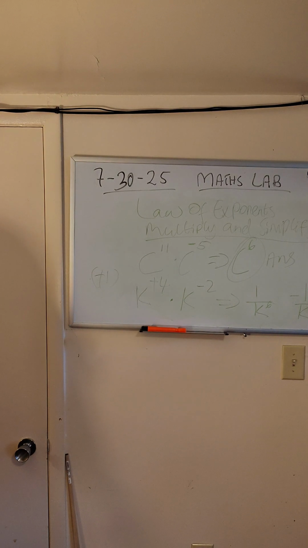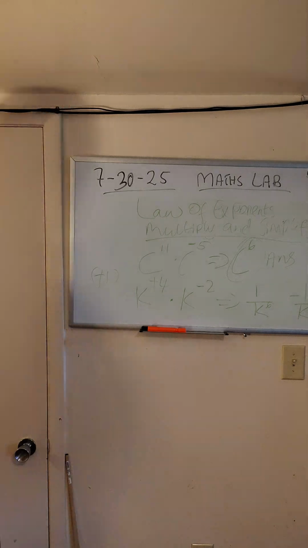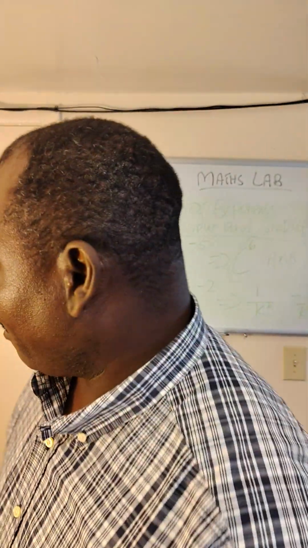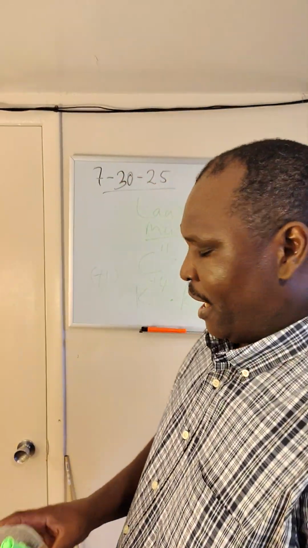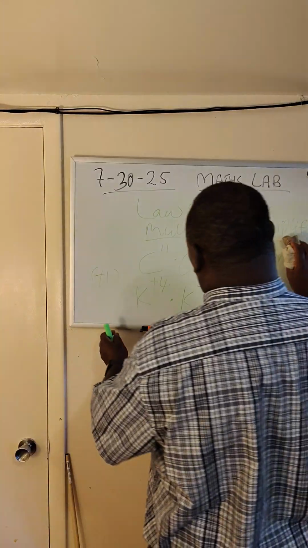So now let us evaluate. We have done simplification, some multiplication and simplification. Now let us do some evaluation, and then we are going to finish with simplification again, and then that will be it. And we'll do a brief introduction on accounting.